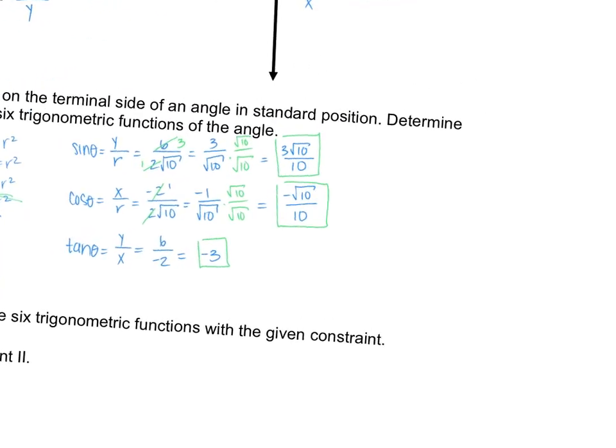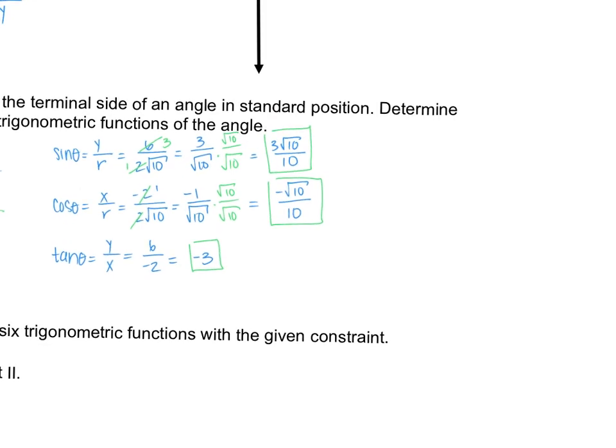All right, so now we're ready to find our reciprocals. So we have cosecant, which is going to be r over y. We have secant, which is going to be r over x. And then cotangent, which is x over y. So for our cosecant, did I write an S? That was meant to be a C. So for cosecant here, we have our radius over our y.